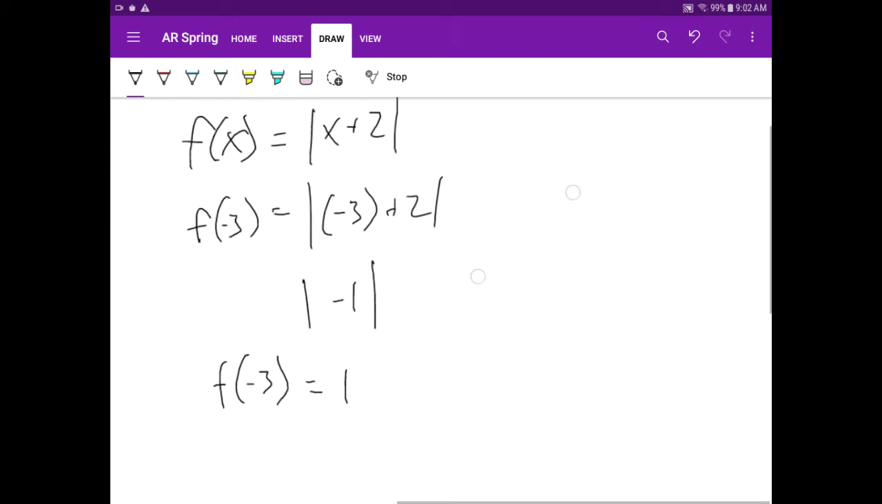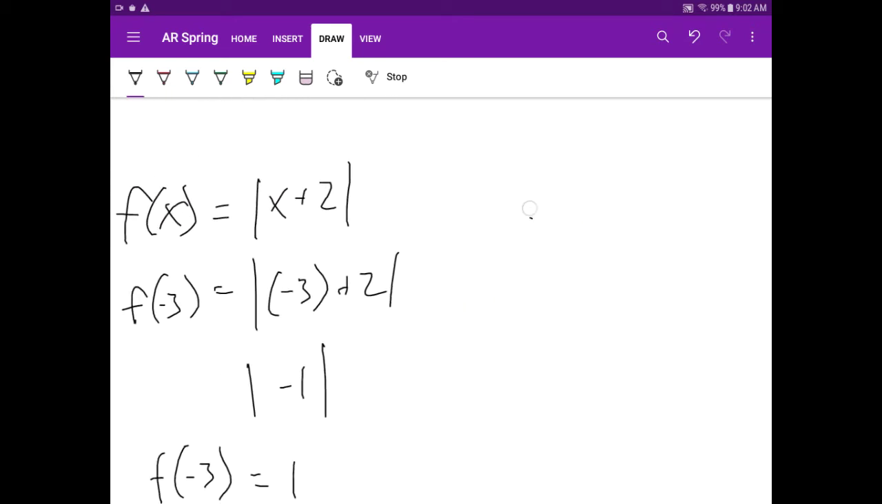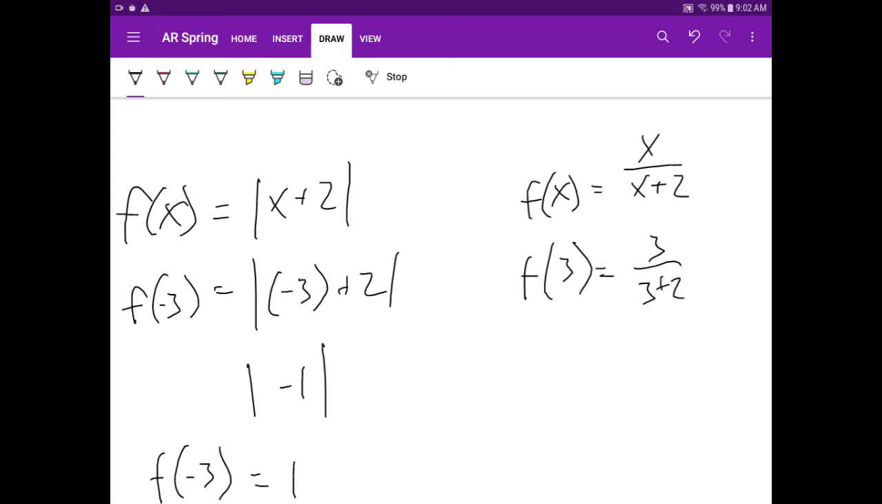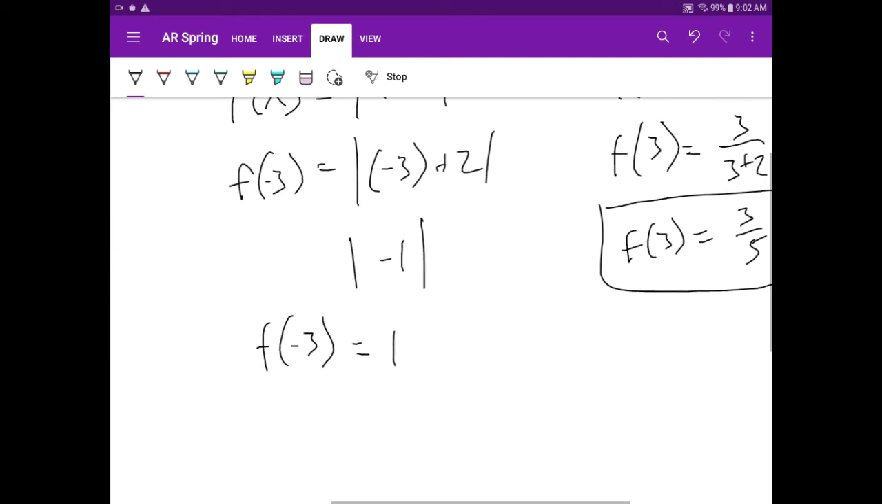Same thing when you have the rational functions. So f of x equals, let's say, x divided by x plus 2. And say your f is 3. Then that's going to be 3 over 3 plus 2, which is f of 3 is 3 over 5. So that's how those work.